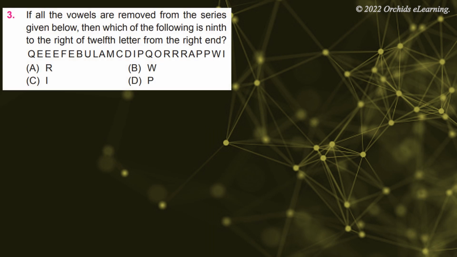If all the vowels are removed from the series given below, then which of the following is the 9th to the right of the 12th letter from the right end? Q E E E F E B U L A M C D I P Q O R R A P P W I. D. P.